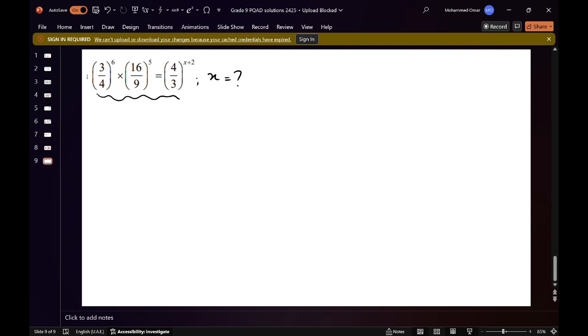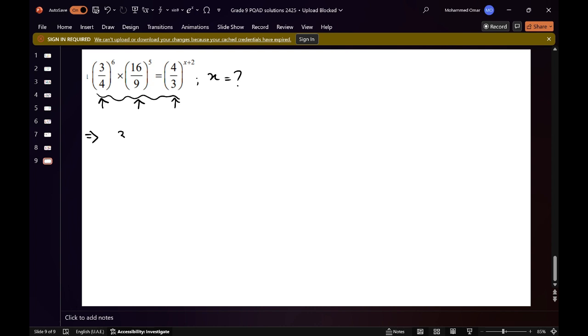Let us see on the left hand side what base you have. Here you have 3 by 4 and here you have 16 by 9, and on the right hand side you have 4 by 3. Whenever you are solving problems related to exponents and powers, make sure you change all the bases to prime factors, as co-primes. See the first one, 3 and 4 are co-primes. Co-primes means there is no common factor other than 1.